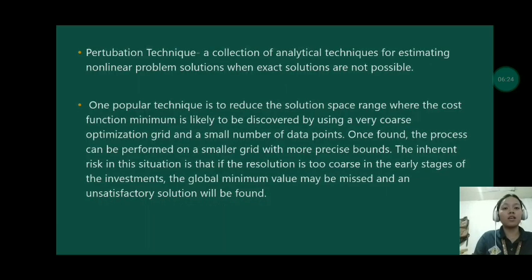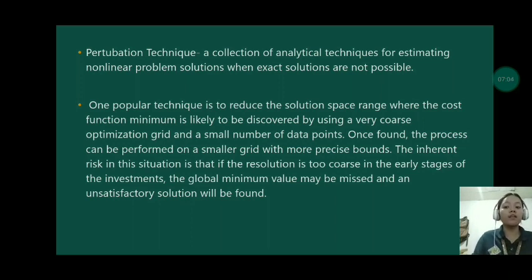So the next is, one of the popular techniques is to reduce the solution space range where the cost function minimum is likely to be discovered by using a coarse optimization grid and a small number of data points. Once found, the process can be performed on a smaller grid with more precise bounds. The inherent risk is that if the resolution is too coarse in the early stages of the investigation, the global minimum value may be missed and an unsatisfactory solution will be found.